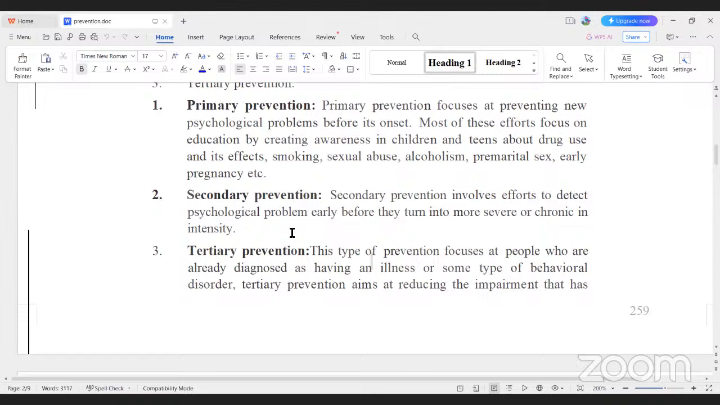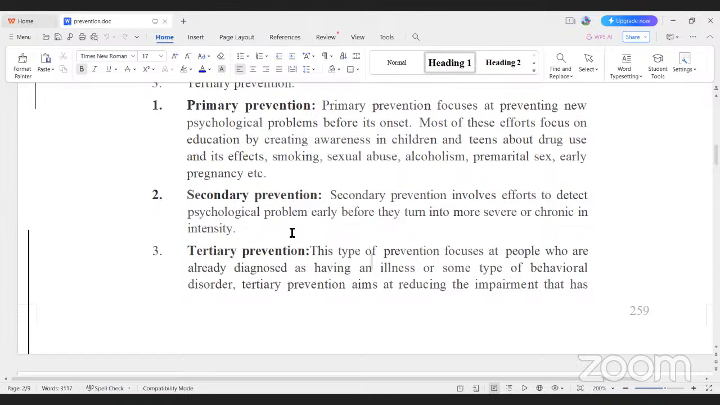Already the disorders prevailing with some people, we have to identify those people. We have to provide proper interventions to those people in the secondary prevention system. Primary is only before affecting itself. By educating, creating awareness, we can prevent. Secondary prevention is already the disease has come. The mental disorders have affected people, but we identify those people and give some interventions to reduce their disorders.